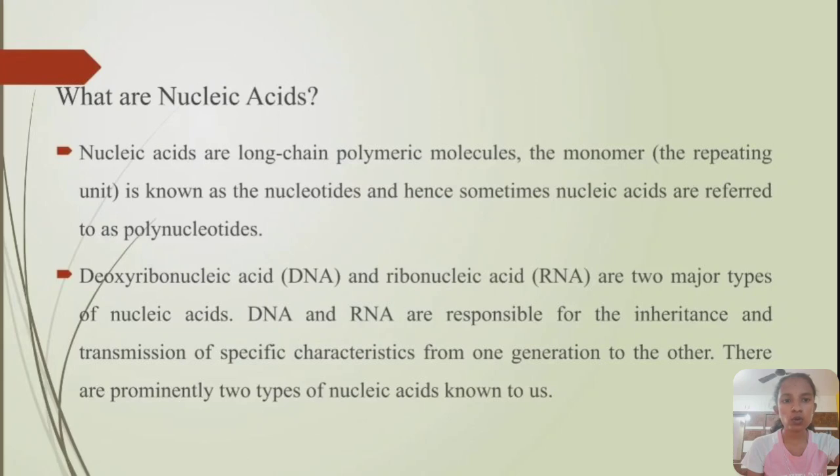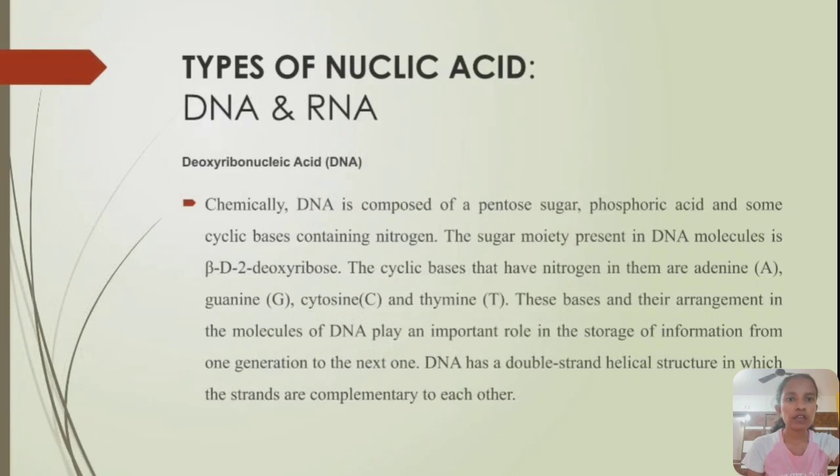There are two prominent types of nucleic acids known to us. Types of nucleic acid: DNA and RNA. Deoxyribonucleic acid, that is DNA. Chemically, DNA is composed of pentose sugar, phosphoric acid and some cyclic bases containing nitrogen. The sugar moiety present in DNA molecules is beta-D-2-deoxyribose. The cyclic bases that have nitrogen in them are adenine, guanine, cytosine and thymine.